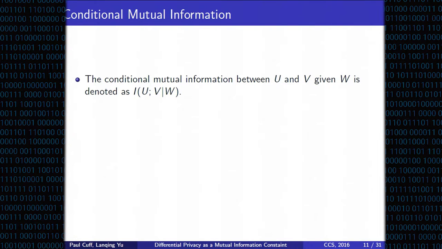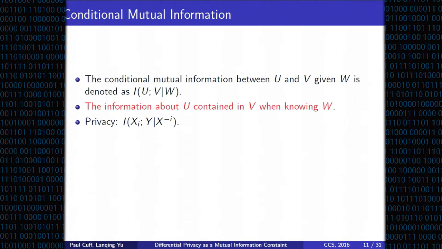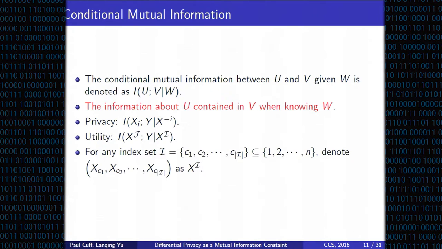So what's the conditional mutual information? It's nothing but the information about u contained in v when knowing random variable w. The reason we use conditional mutual information is the following. This is the term we use in our privacy definition, and it measures the information leaked to the strong adversary. For someone else, we use this definition with just a subset of entries in the database, indexed by this index set. And this term belongs to someone who already knows a subset of entries in the database and wants to know another subset. So this conditional mutual information measures the information gain of this person.